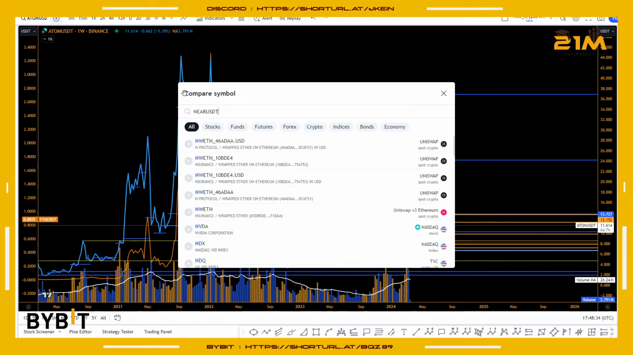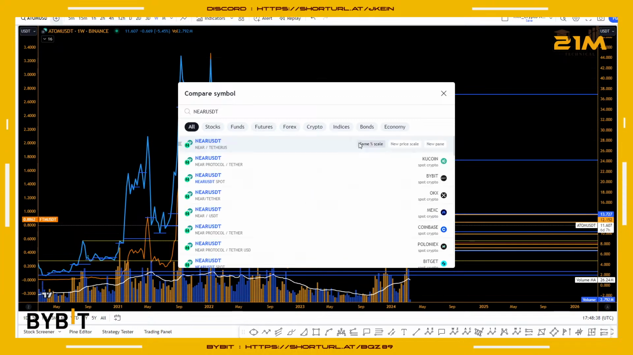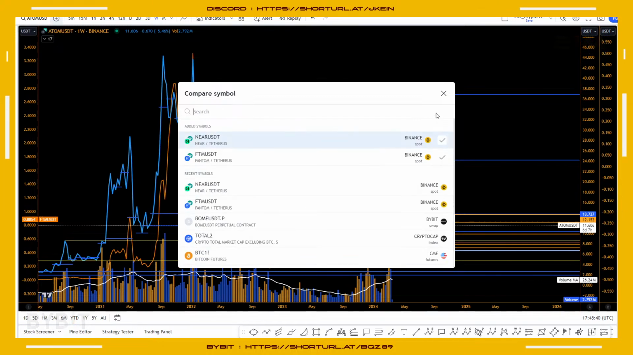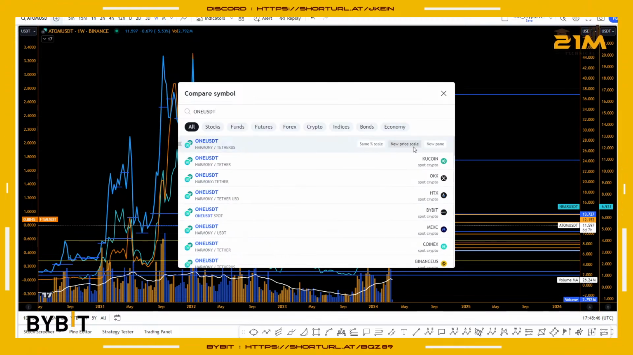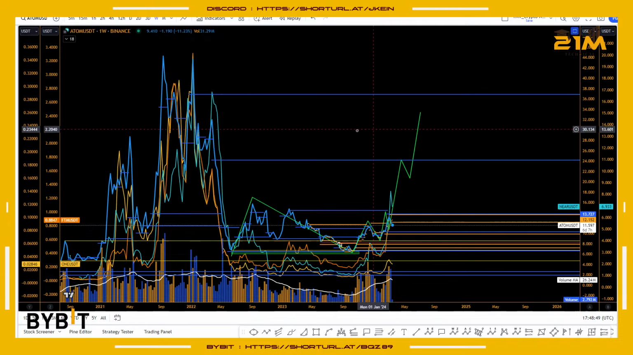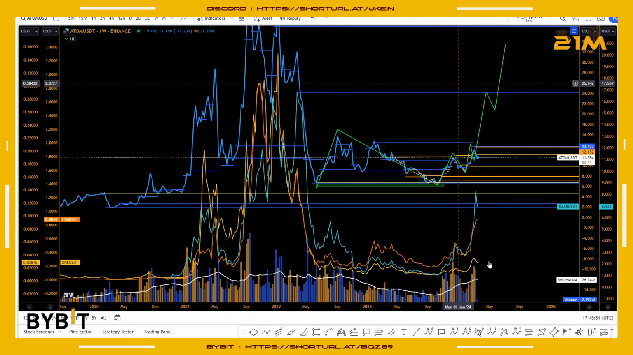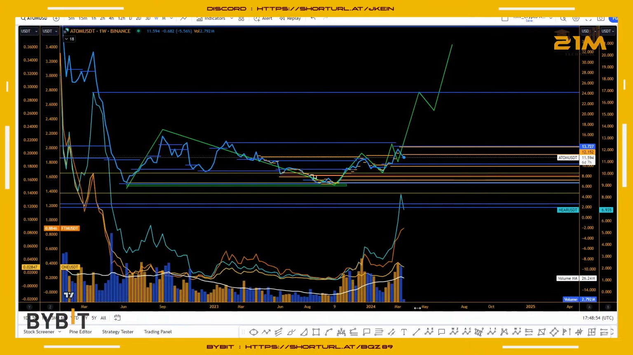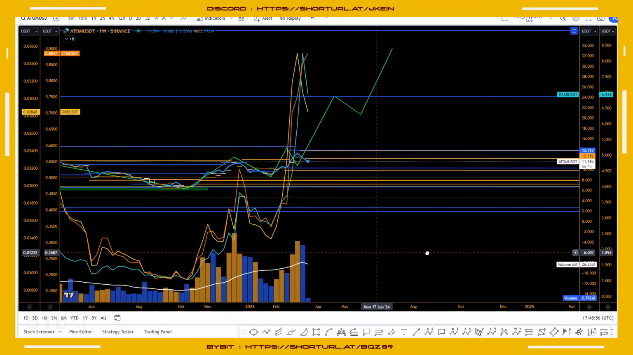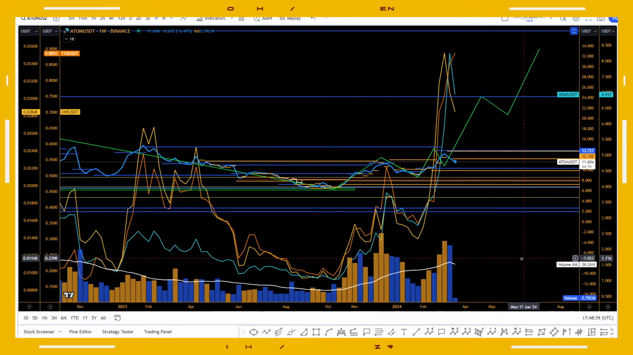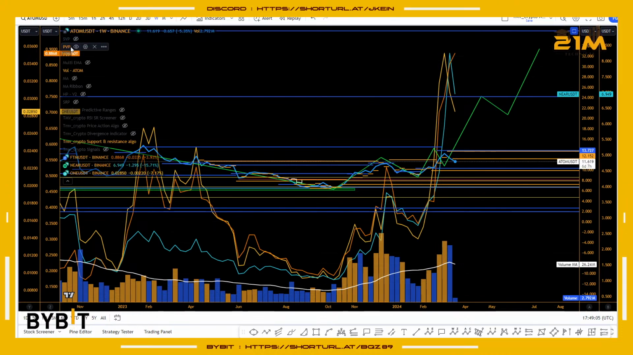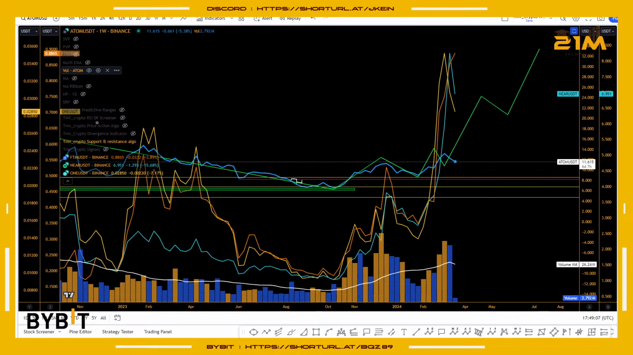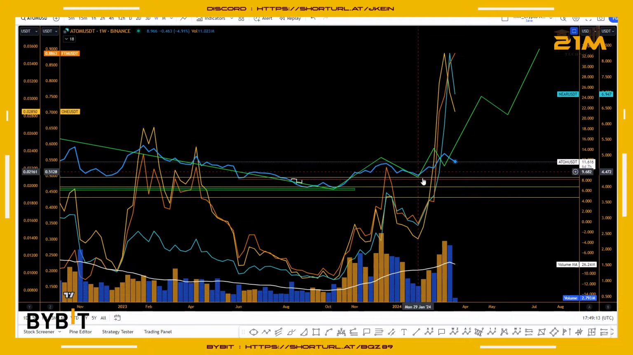NEAR USDT, because we are not talking about FTM actually. And then you have ONE USDT. ONE is a little bit of a dead coin, but yeah, let's have it. So now we have 4 charts over here. What we can see for all these 4 charts, look at it yourself. So I'm just going to hide all the SVPs and PVPs and the rest of the indicators, so that we are able to watch the data.